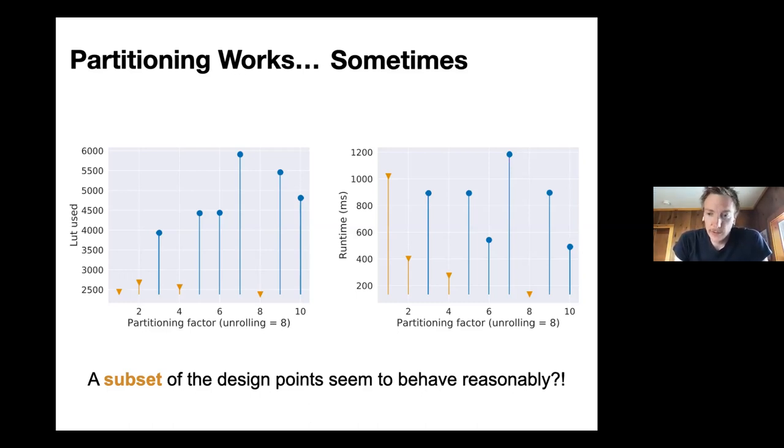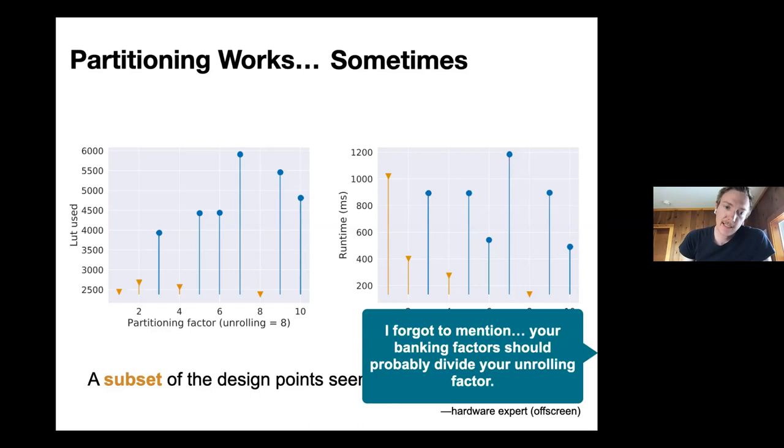And the reason that your hardware expert office mate forgot to tell you is that in order to get reasonable hardware that doesn't require a bunch of additional interposers, additional multiplexing, the banking factors for the memories you use in a loop should probably divide the unrolling factor for those loops. If you think about it for a few seconds, this might make sense. You don't need all that much hardware if the amount of parallelism available in the processing part of the loop fits nicely into evenly divisible chunks of the memories.